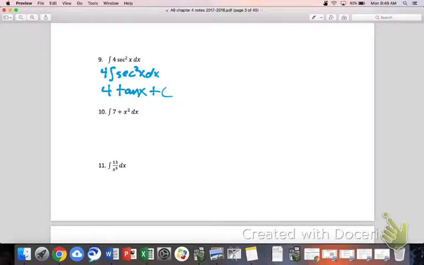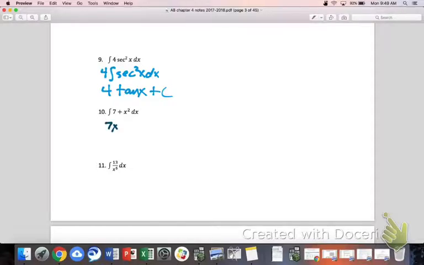So Peyton, to contrast with the 4 in number 9 here, the 7 does not get to come out. The reason the 7 does not get to come out is because it's not a constant multiple. It's a separate term within the integrand. So we couldn't do anything like that. But we could do this. We could say that the antiderivative of 7 is simply 7x.